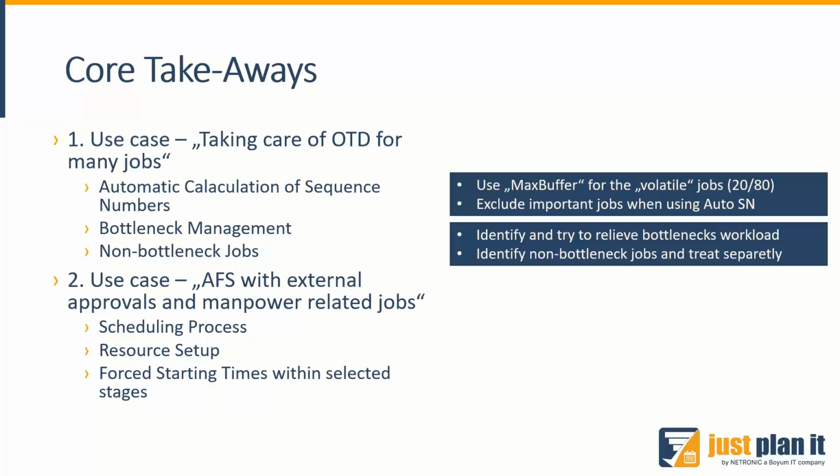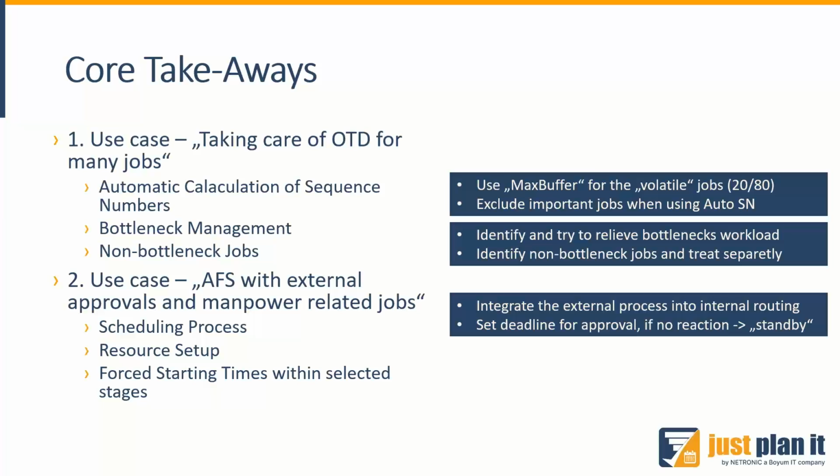Last but not least, in the same manner, if you have identified a dominant bottleneck, then it also makes sense to spot those jobs that do not run through it. And these jobs can be treated differently to also maximize your throughput, to maximize OTD.